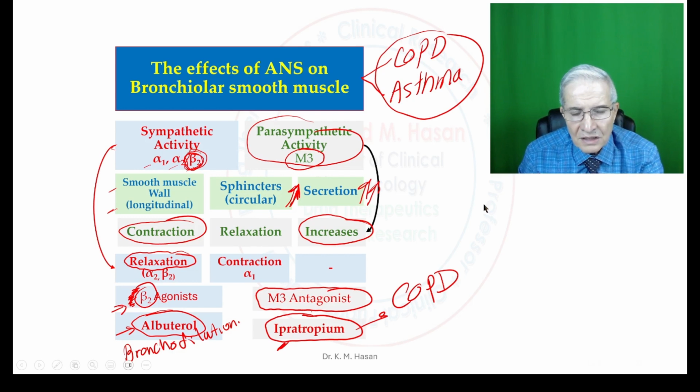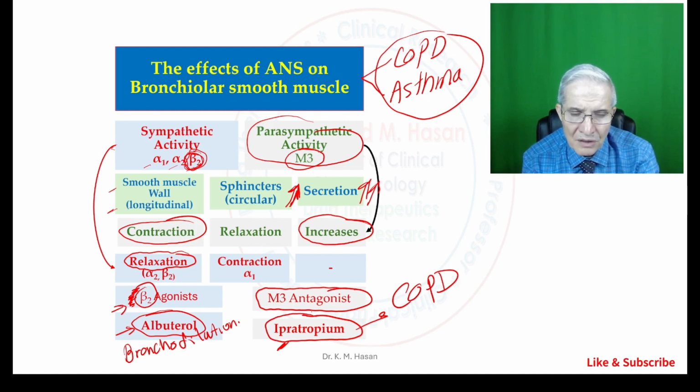Now you can see from this graph we have different types of receptors: sympathetic and parasympathetic. The beta 2 receptor is mainly available in the lung. If you stimulate the beta 2 receptor, the result will be bronchodilation, and we have a medication used for asthma and COPD called albuterol. On the other hand, we have the parasympathetic system.